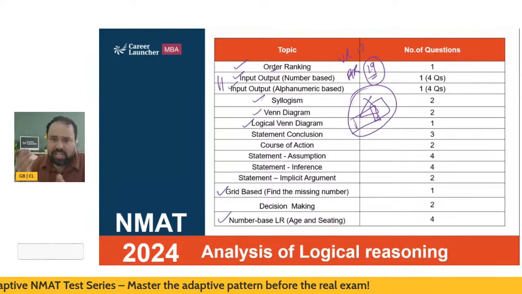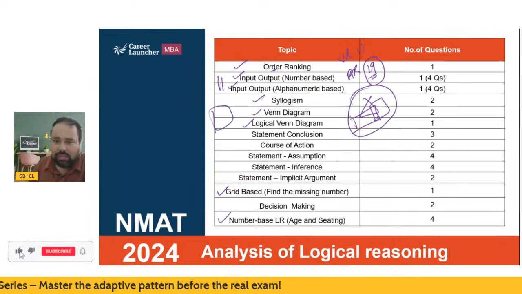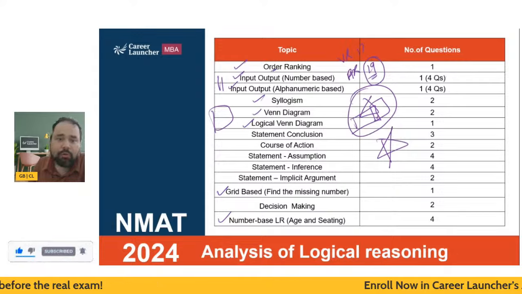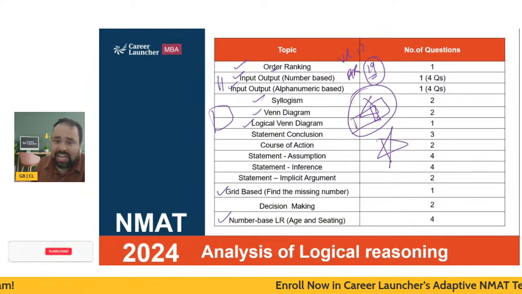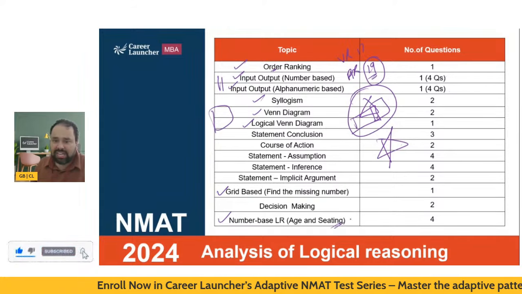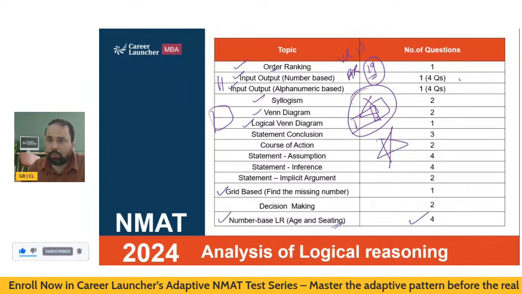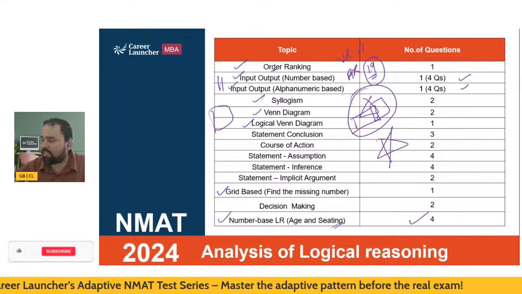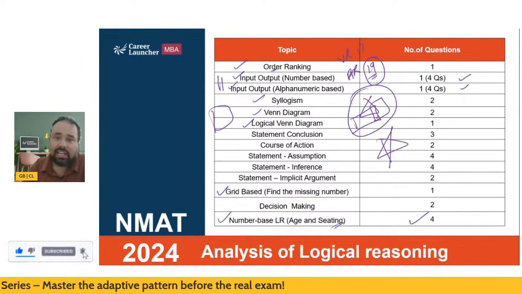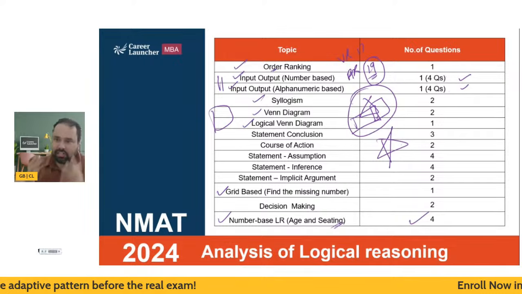Grid based finding a number, they will create a grid or a star and put some numbers and say, oh, there is a missing number, tell me what it will be. Number based LR, so one LR set also came. So in all of this, there were just these sets. This was the set, input output, these were sets. These were the only ones which were sets. None of the others were sets. Okay, so this is basically what the logical reasoning section threw up.